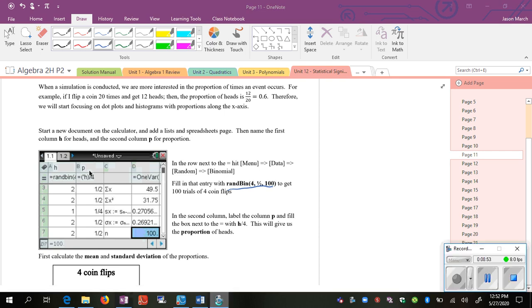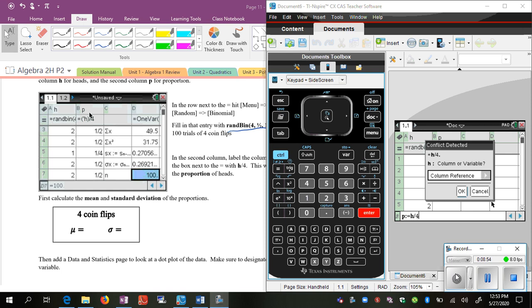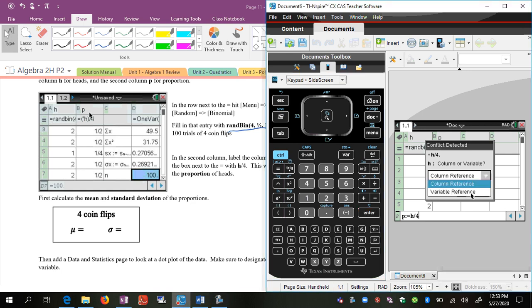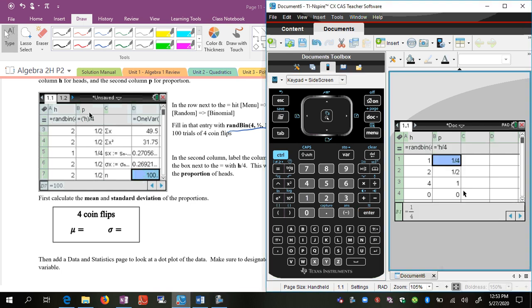So if you want to pause and read and try to follow along on your own, go ahead and do so. If you're following along with the directions here, it's going to pop up with the question of whether H is a column or a variable. You can see how it has the letters A, B, and C. Those are the column references. H was what we defined as a variable. So H is a variable reference. And so when we put this in, now we get all the proportions. So when we flip the coin 4 times, 1 was 1 out of 4. 2 is 2 out of 4, or a half. 4 is 4 out of 4, which is a whole.